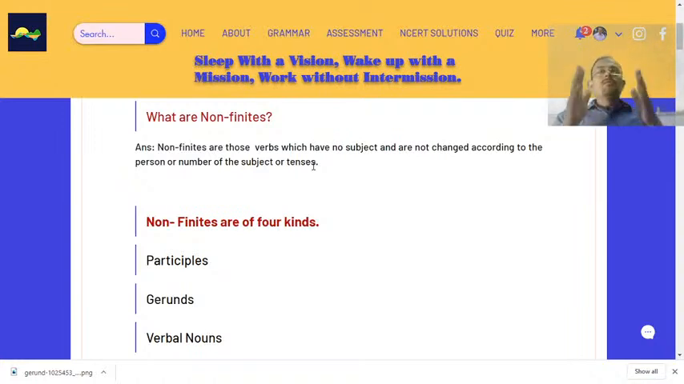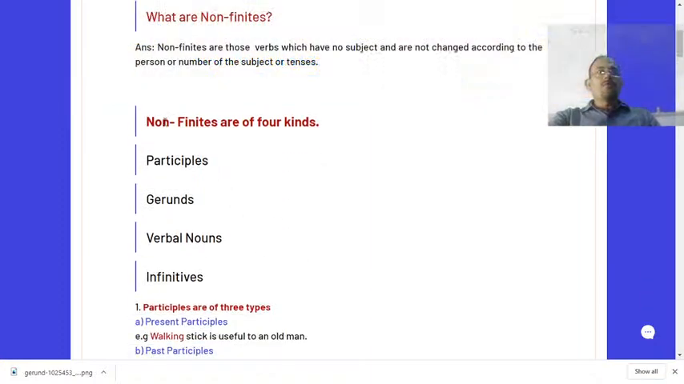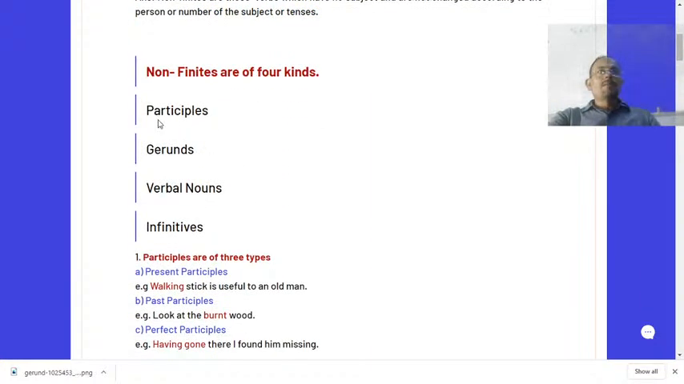So dear students, you've understood the verb that agrees with the subject in number and person is called finite verb, whereas the verb which does not agree directly with the subject is called non-finite verb. So there are four kinds of non-finite verbs, dear students, as you can see here: participle, gerunds, verbal nouns, and infinitives. Okay, so today we are going to discuss participles first.